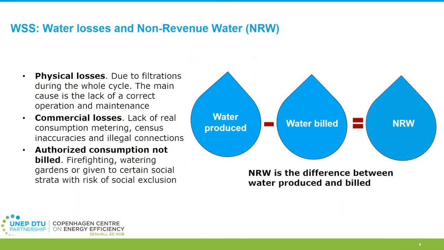But what about water savings? First, we need to understand a few terms. We call non-revenue water all the water that is produced but not billed, with the one exception of the authorized consumption not billed, which is provided to social groups at risk of exclusion, for public areas, or to fight fires.